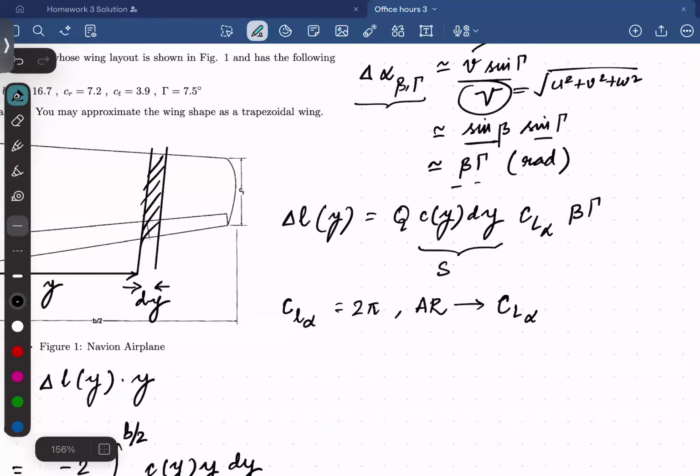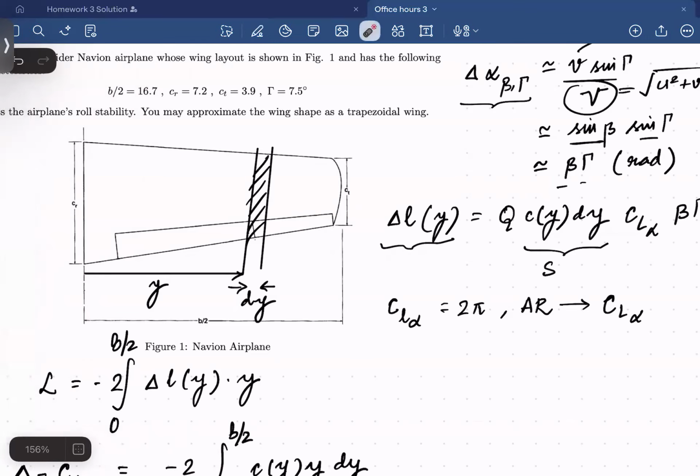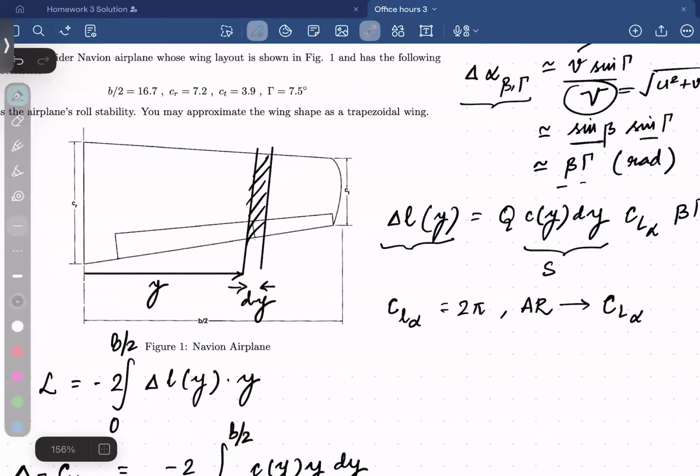Now if there is a change in angle of attack, there will be a change in lift. But this wing has a varying planform, so we have to do some differential calculus. We start here at the root, go some distance y, and choose a tiny strip of width dy. The area of this strip is simply the chord length at this location, which is a function of y, times dy.